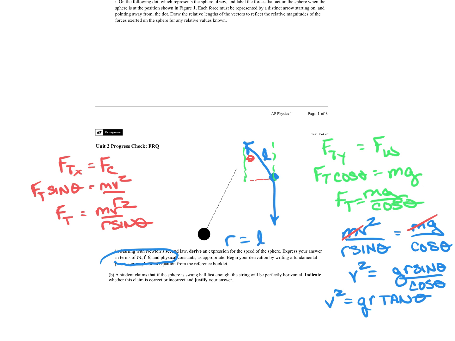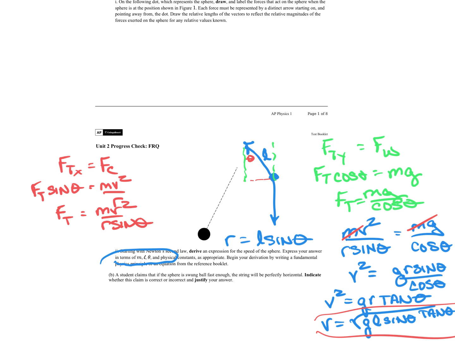L cosine, L sine theta. Yep, L sine theta. All right, which means I'm going to substitute that in for R. So one more here. I've got V equals radical G L sine theta tangent theta, all under the radical. So that's my final answer. I'll circle it in red. Probably the hardest one on the quiz right off the bat.